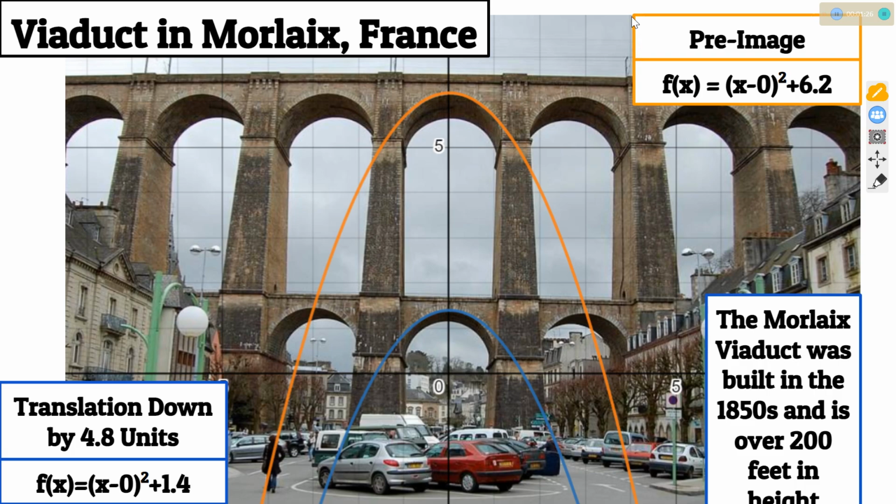So we can see that it has a border in orange, so we can tell which one this label corresponds to. And then we can see that this was a translation down by 4.8 units because this y-coordinate is 6.2 and this y-coordinate is 1.4. So if you add 4.8 or if you subtract 4.8 from 6.2, we would get 1.4. So we're clearly labeling what a translation down would look like. And then I give a little fact about it so that you can understand the scale.